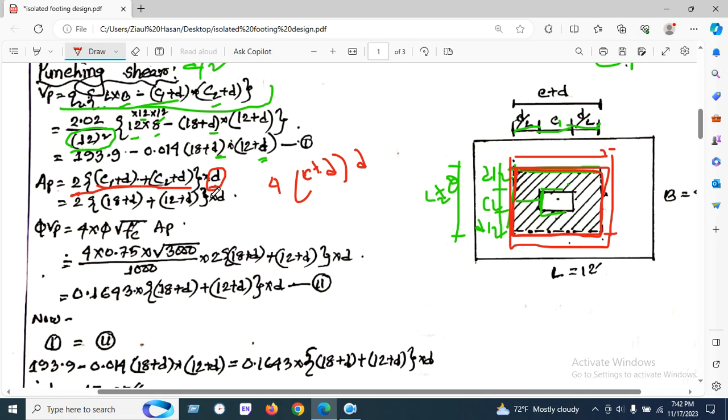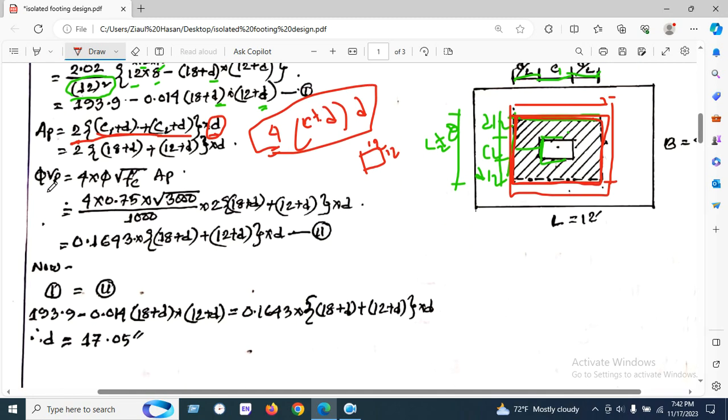But we have 4 sides, 1, 2, 3, 4 sides, and here we found 2 different dimensions of the column. That's why we used C1 plus D plus C2 plus D. If we found the same column size, 12 by 12 or 18 by 18, then we use 4 into C plus D into D. That will be our AP, the perimeter area of the column.